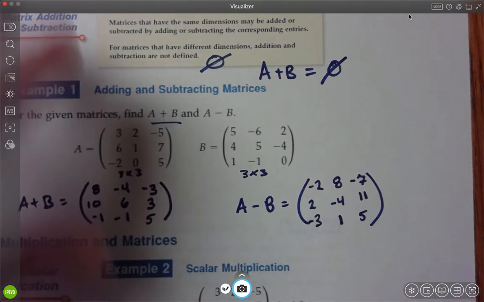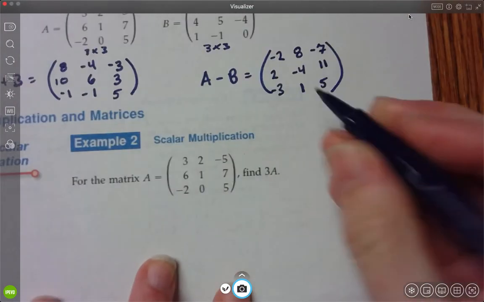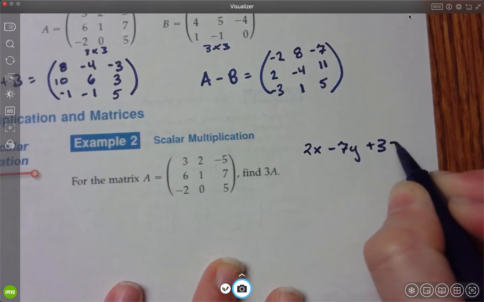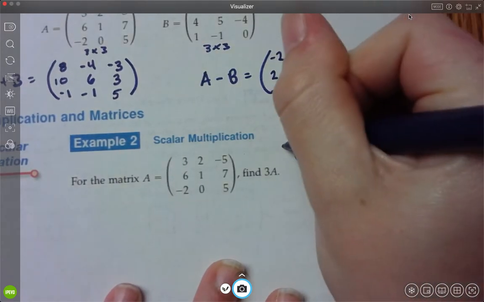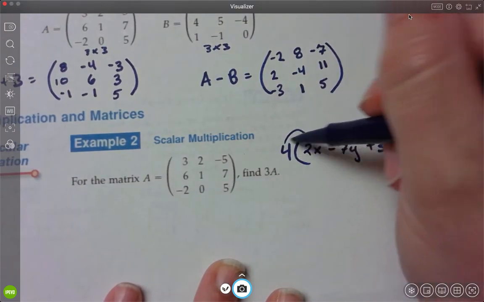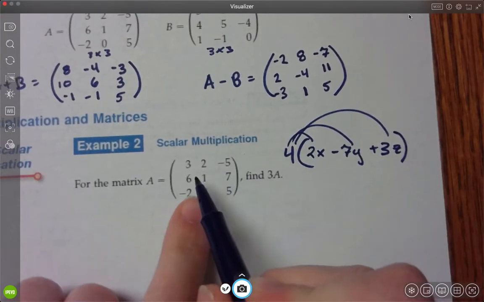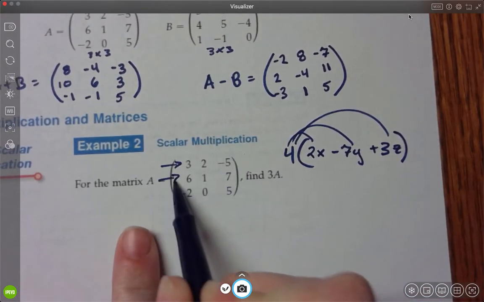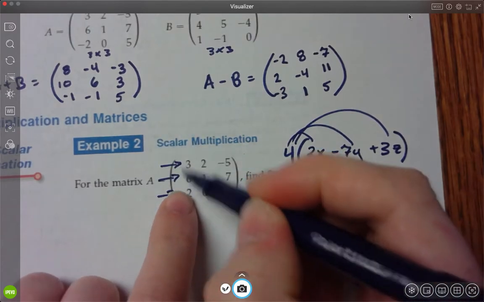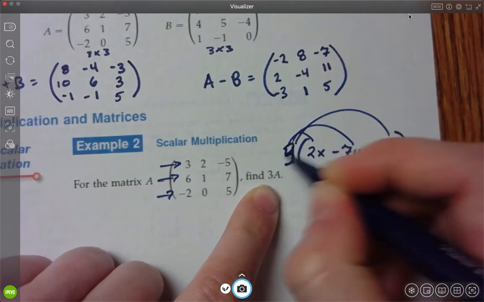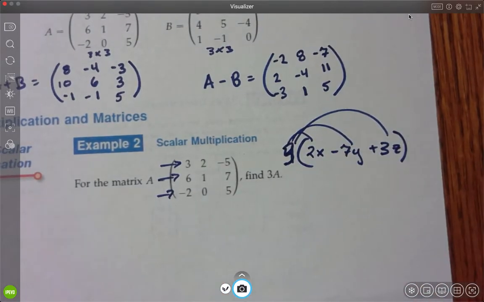Okay. The next thing that they will talk about is scalar multiplication. So let's say I have 2x minus 7y plus 3z, and I want to take that whole thing and multiply it by 4. Well, what I would do is I would just multiply through everything by 4. That's what we're doing here with 3 different equations, 3 rows, okay? And I'm doing 3 variables, so x, y, and z, but I'm multiplying all of them by 3. So this would be like a 3 out in front here, and I'm doing that to 3 equations, 3 different variables, and it's really fast, okay?